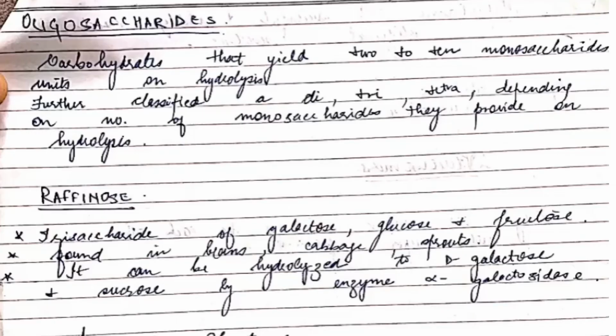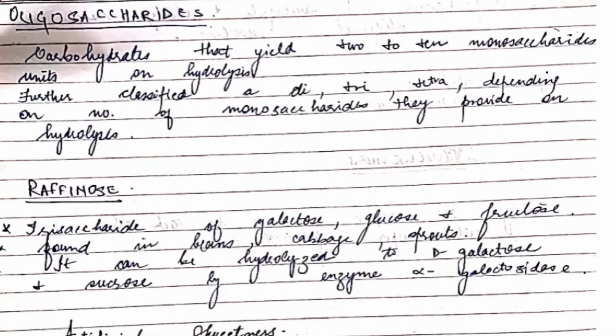Now the next type is oligosaccharides. These are carbohydrates that yield 2 to 10 monosaccharide units on hydrolysis. They are further classified as di, tri or tetra depending on the number of monosaccharides they provide on hydrolysis. In the next video, we will learn in detail about disaccharides, that is maltose, sucrose and lactose.